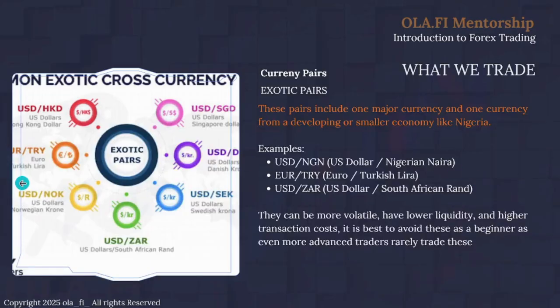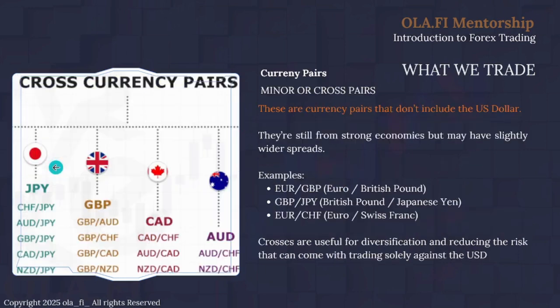Okay, so that brings us to the end of what we trade. This is just a brief overview of what Forex is, what pairs and currencies are all about. Again, there are three major kinds of currency pairs: the exotic pairs, the minor or crosses, and the major.